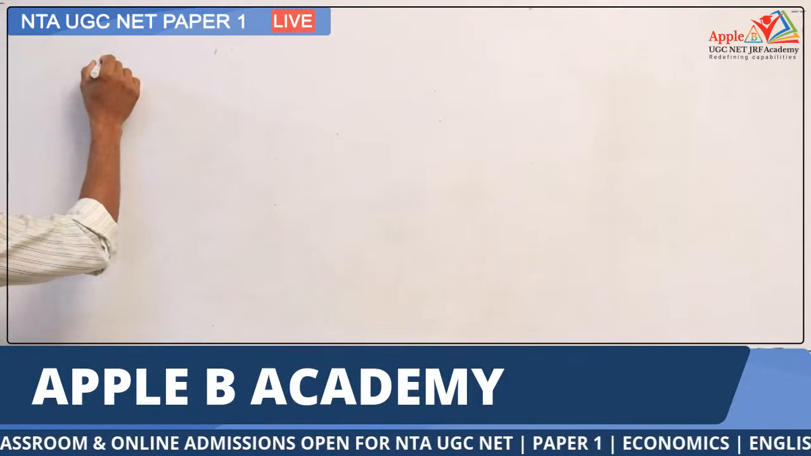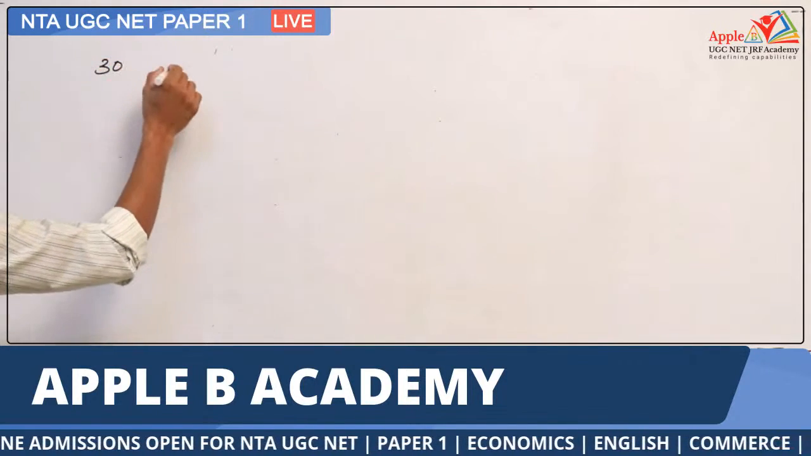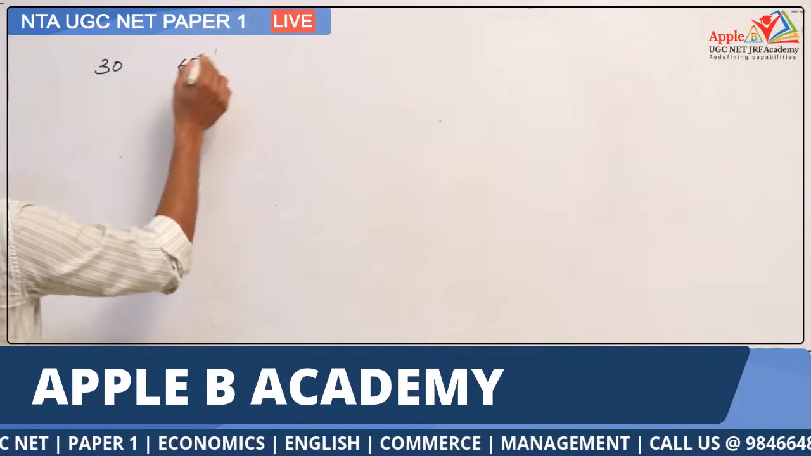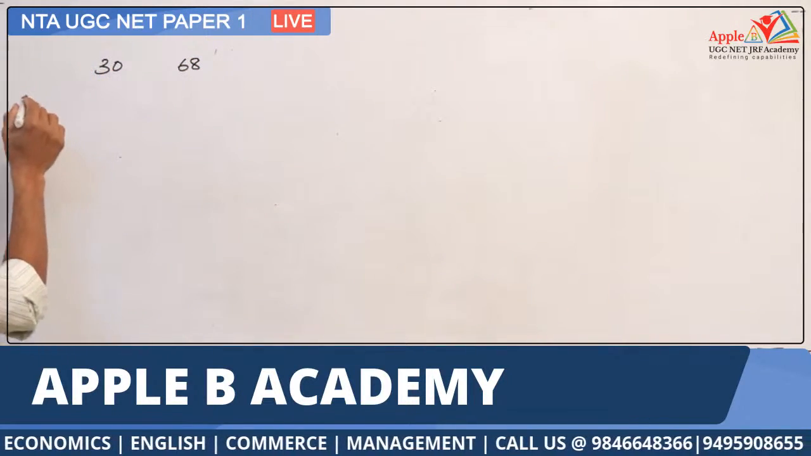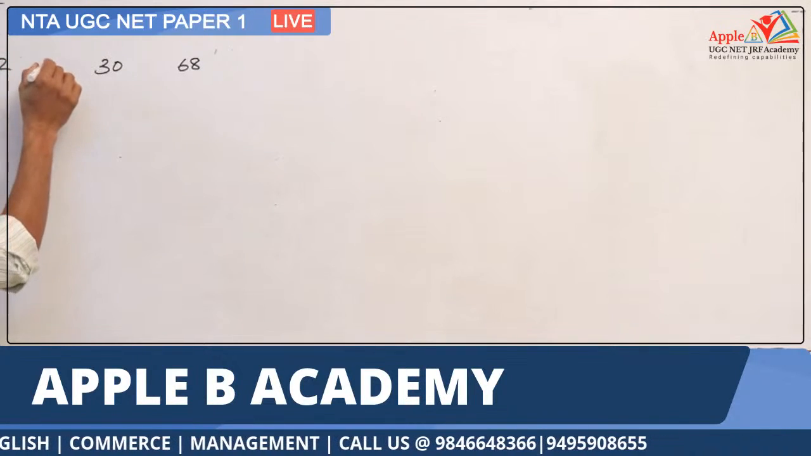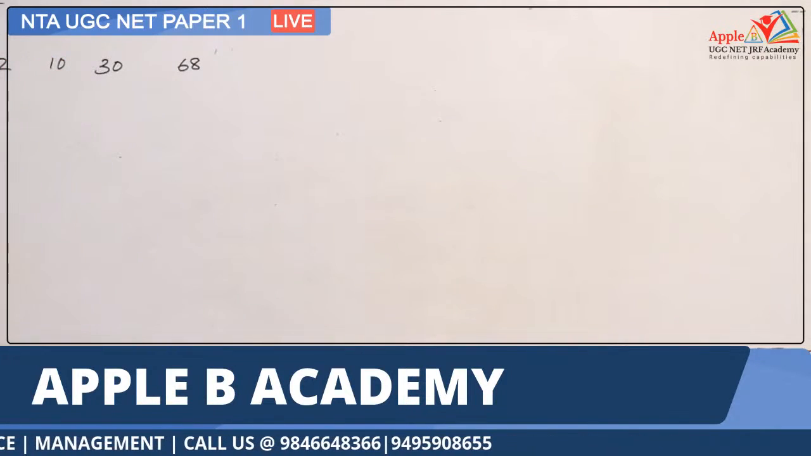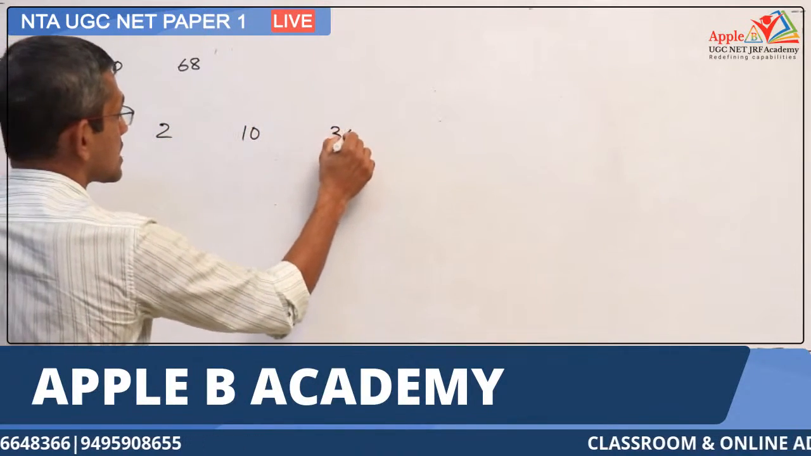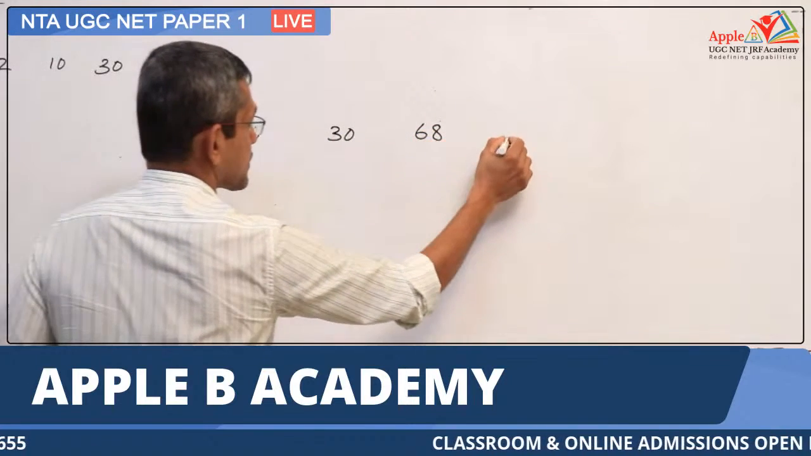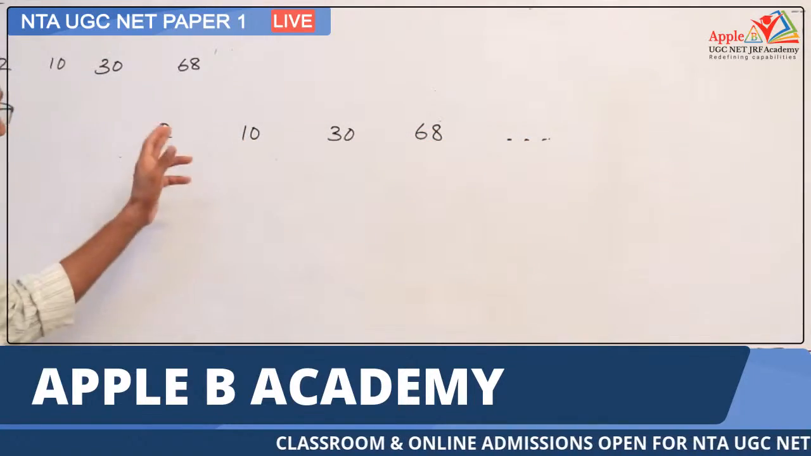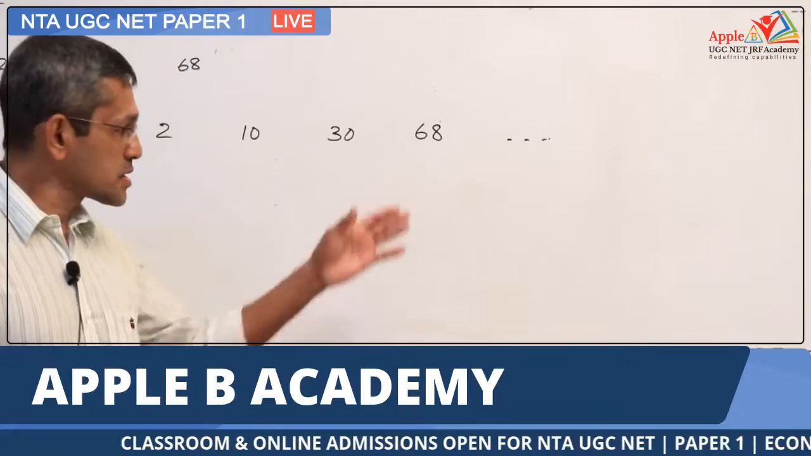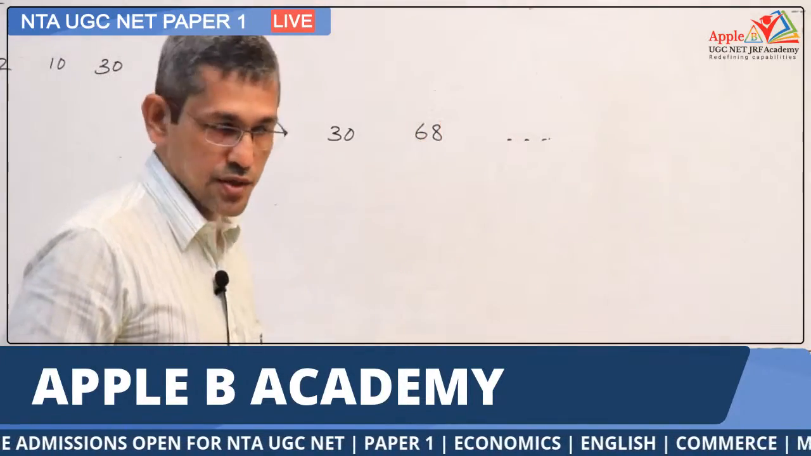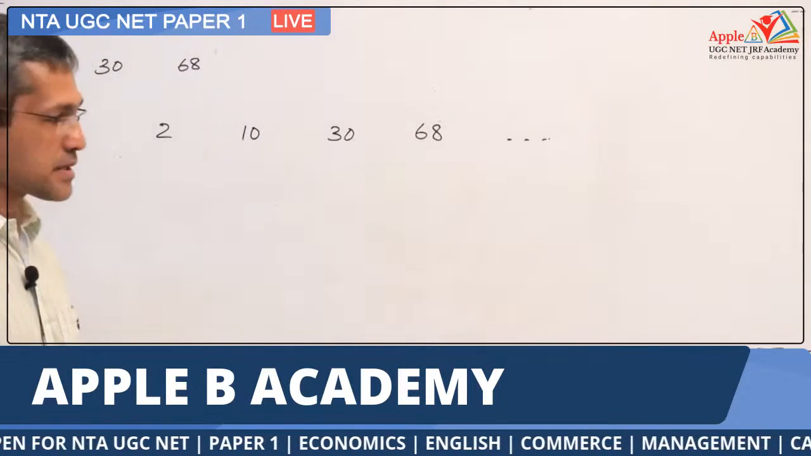something like 30, 68, and before that, they have given 2 and 10 as well. So 2, 10, 30, and 68. I'll just write it over here. 2, 10, 30, and 68. So that's easy for you to see this. So what is the pattern here? This is an original NTA NET question. Check it out. What is the pattern here?